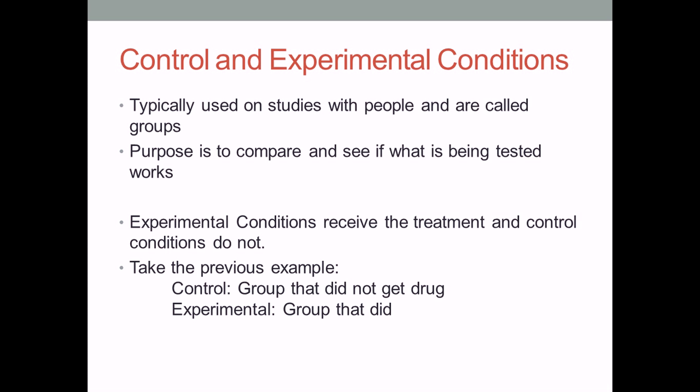Control and experimental conditions. They are typically used in studies with people and are called groups. The purpose is to compare and see if what is being tested works. Okay, so for that last example, the control group is the group that did not get the drug. They just kept going on their normal treatment for the cancer patients. Okay, and the experimental group is the group that did.